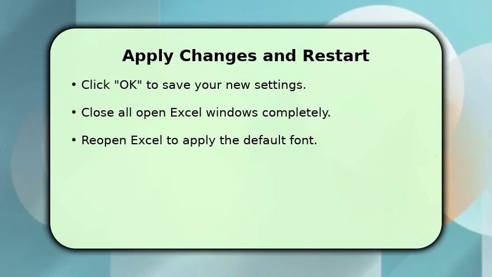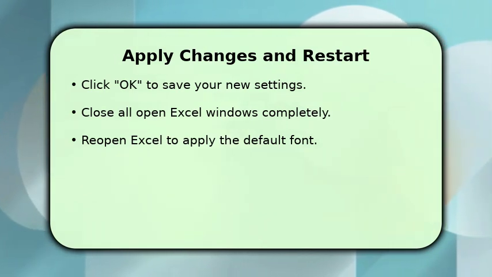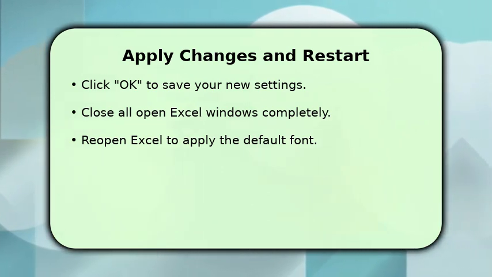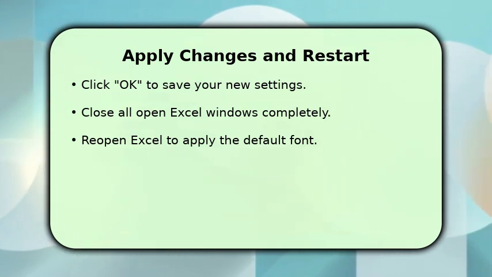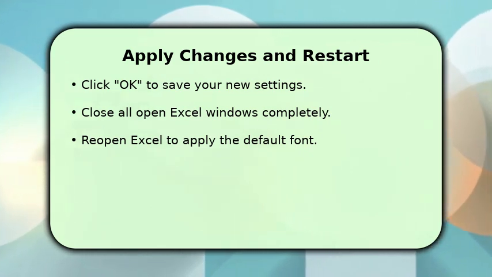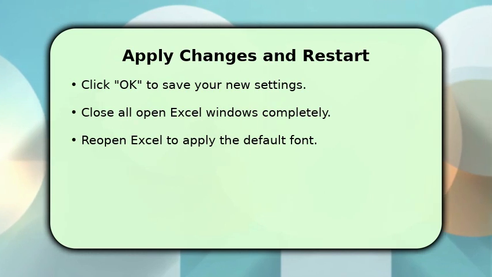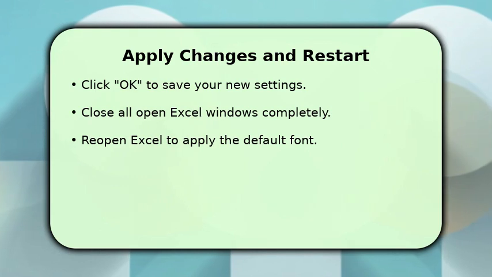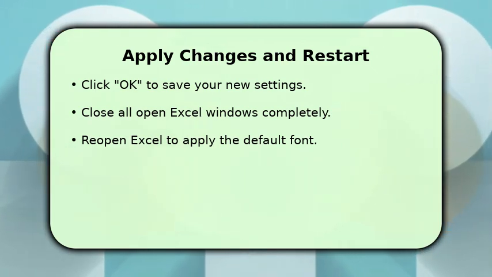After selecting your new default font and size, click the OK button at the bottom right of the Excel Options dialog box to save your changes. It is crucial to completely close all open Excel workbooks and the application itself. Then, reopen Excel. This restart ensures that your newly chosen default font and size are properly applied to any new workbooks you create from now on.